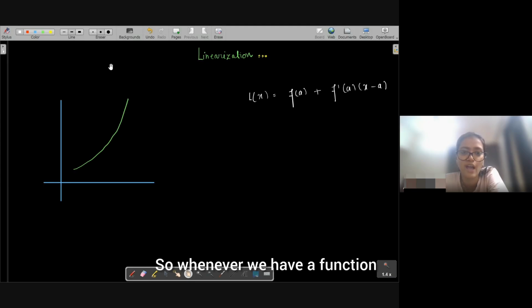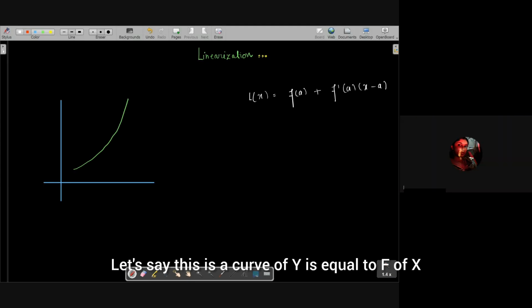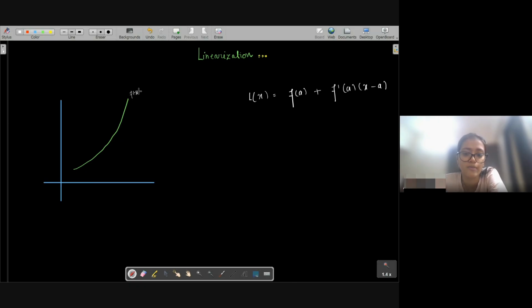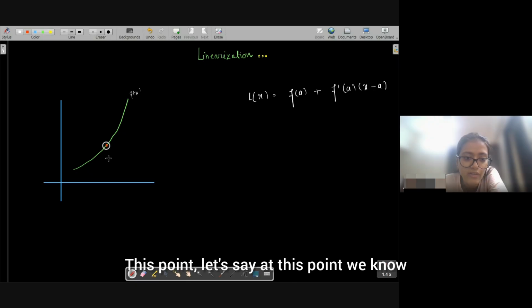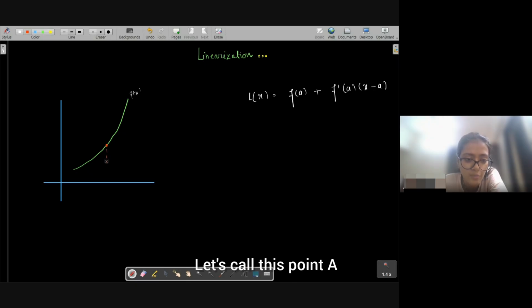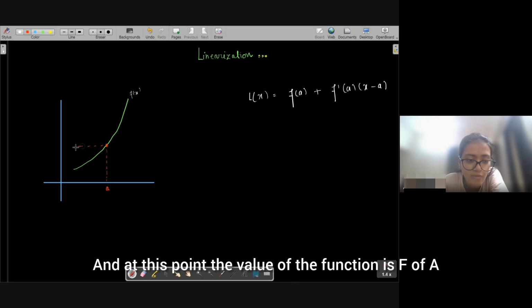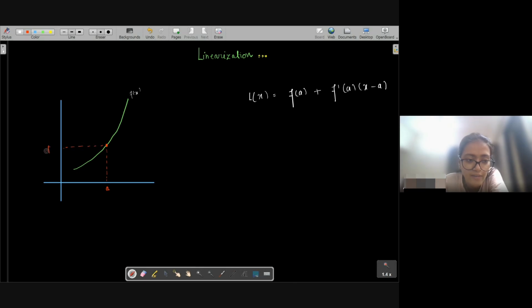So whenever we have a function, we have a curve. Let's say this is a curve of y is equal to f of x. And we have this point. Let's say at this point, we know the value of the function. Let's call this point a. And at this point, the value of the function is f of a.